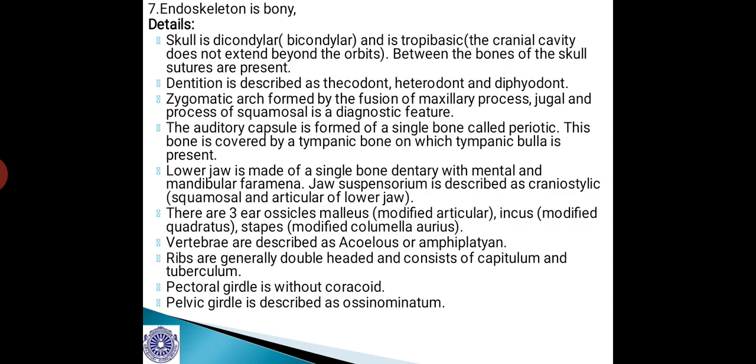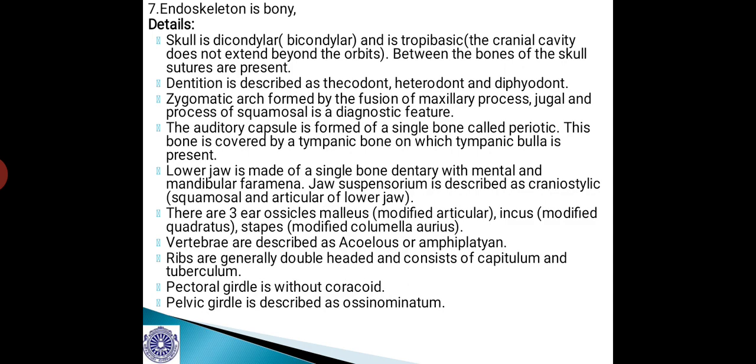And the lower jaw is made up of a single bone called dentary bone with mental and mandibular foramina, and the jaw suspensorium is described as craniostylic type, wherein the squamosal and articular of the lower jaw are fused. There are three ear ossicles: malleus, that is the modified articular, incus, modified quadrate, and stapes, modified columella. So these are the three important ear ossicles present in the ears, that too in the middle ear.